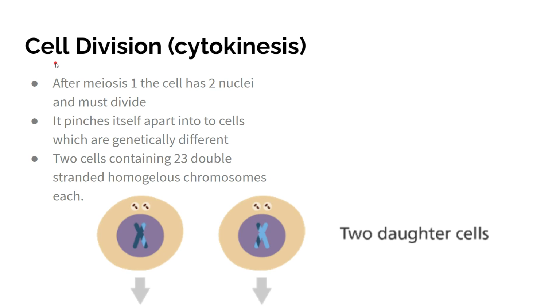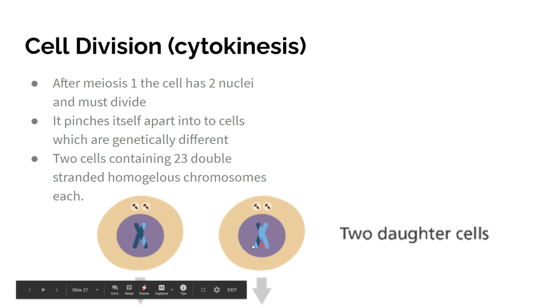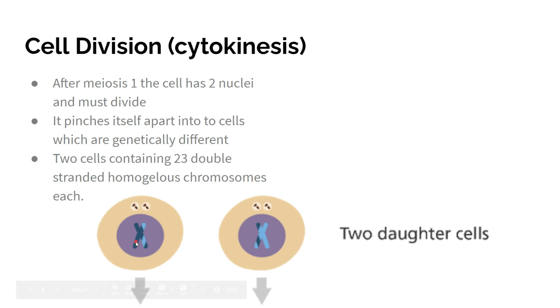In cell division, also known as cytokinesis, which will happen twice during meiosis. After what's called meiosis 1, the cell has 2 nuclei. So it was 1, now it's 2. Remember, these were together before and they crossed over. Now they are genetically different from each other. And there's 2 cells containing 23 double-stranded homologous chromosomes. These are also known as daughter cells.